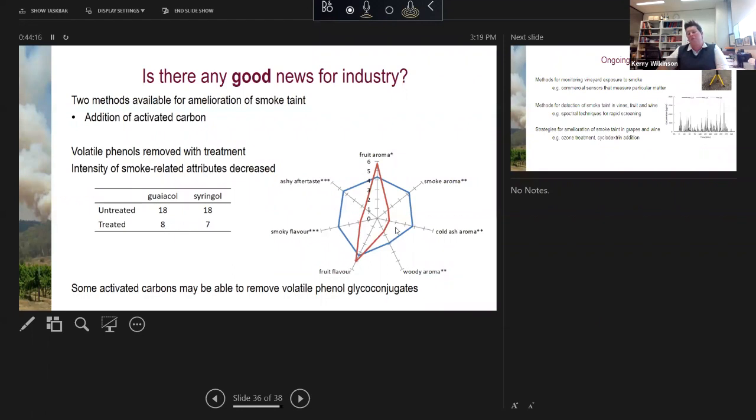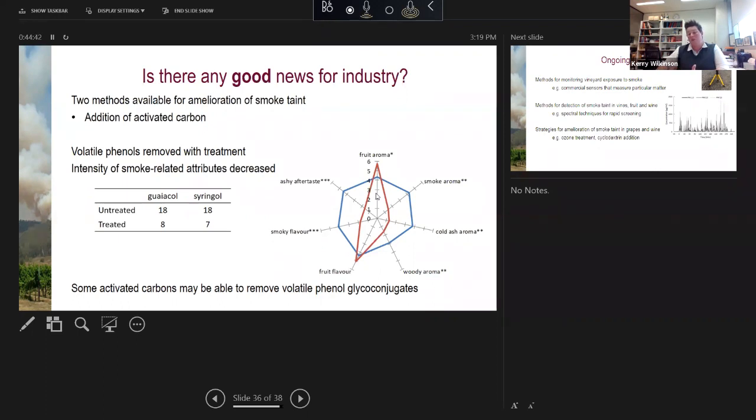And this is probably one of the first times where the blue line corresponds with our smoke tainted wine, and the red line corresponds with our treated wine. And it's probably one of the first times that I've seen such a significant reduction in the intensity of smoke attributes that we've also seen a corresponding increase in the intensity of fruit aroma and flavour characteristics.